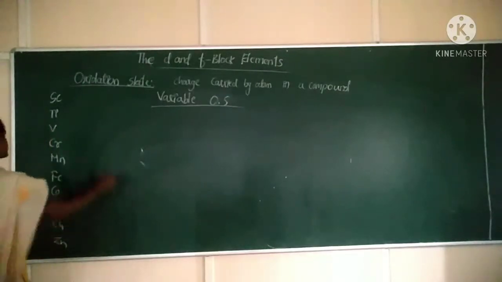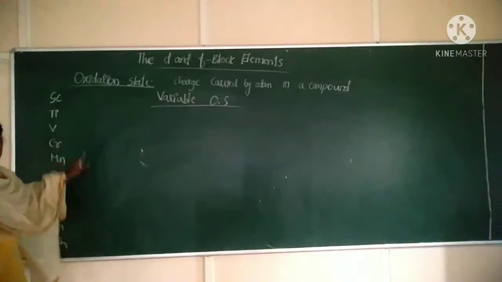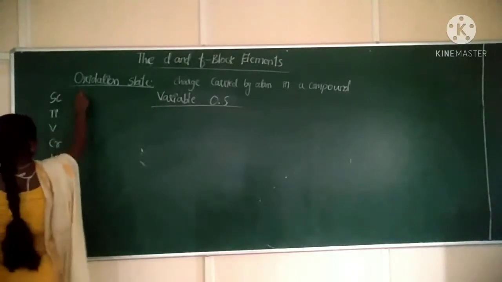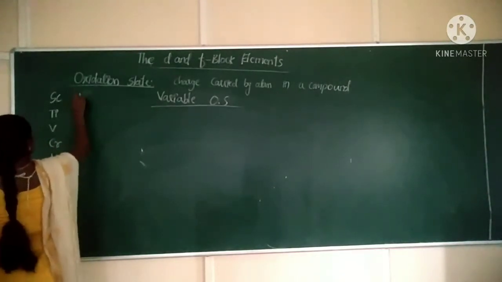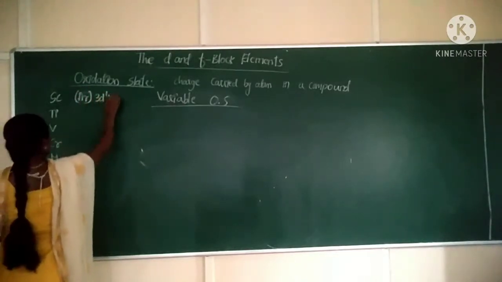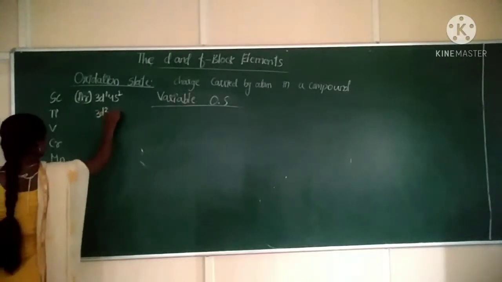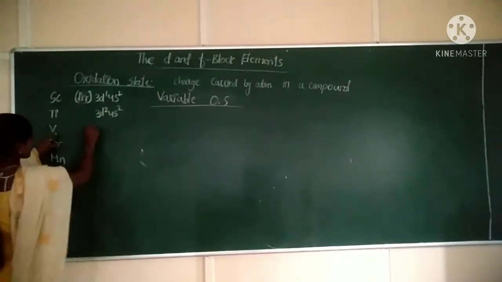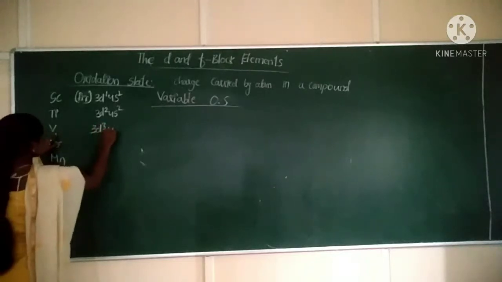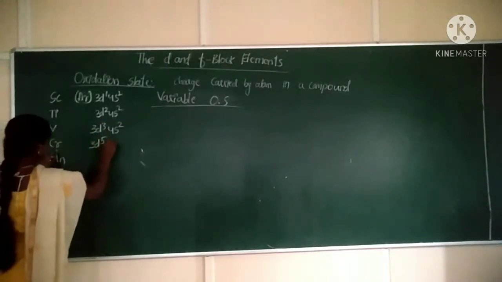Now write its configuration. Argon is common for all the elements. So I write directly argon 3D1 4s2. Next for titanium it is 3D2 4s2. Next for vanadium 3D3 4s2. For chromium it is 3D5 4s1.